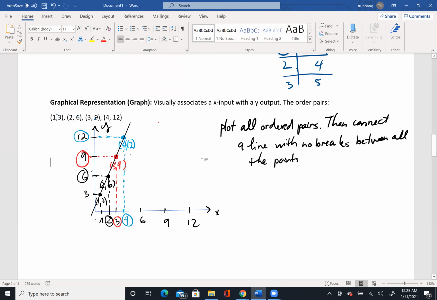Okay, so we have finished the graphical representation for the line y equal to 3x, or f of x equal to 3x.